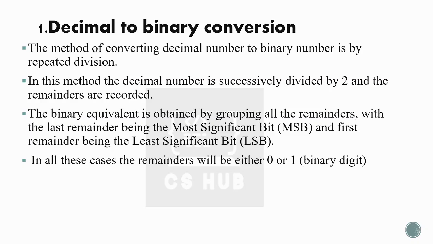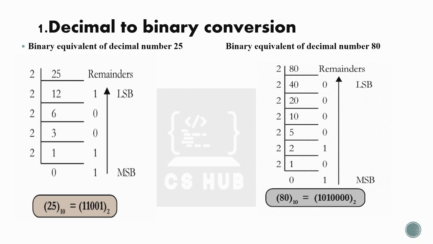In all these cases, the remainders will be either 0 or 1. So we are dividing a decimal number by 2, so all the remainders will be a number that is less than 2. That means either 0 or 1. This is the method to convert a decimal number into a binary number. Let's consider an example, where we are converting a decimal number into a binary number.